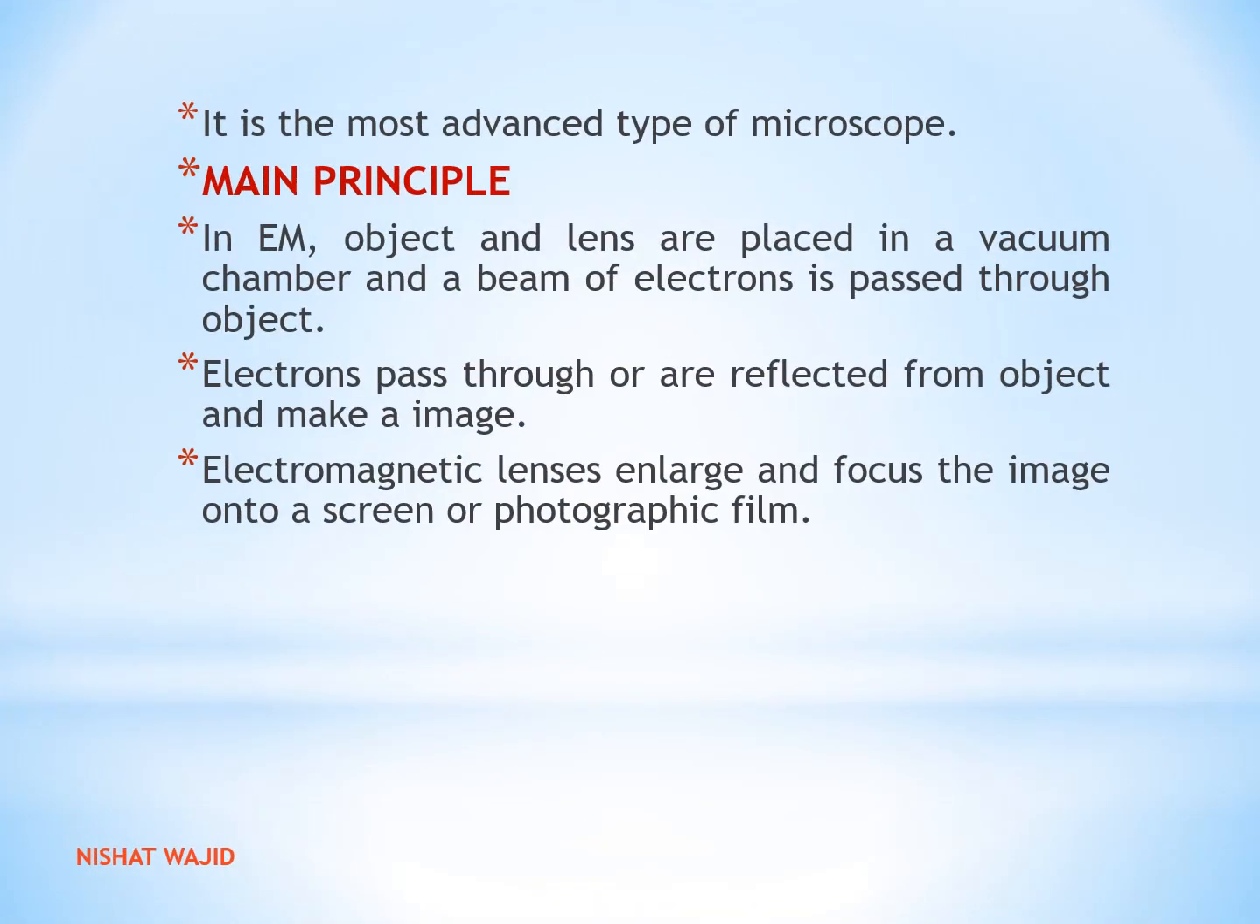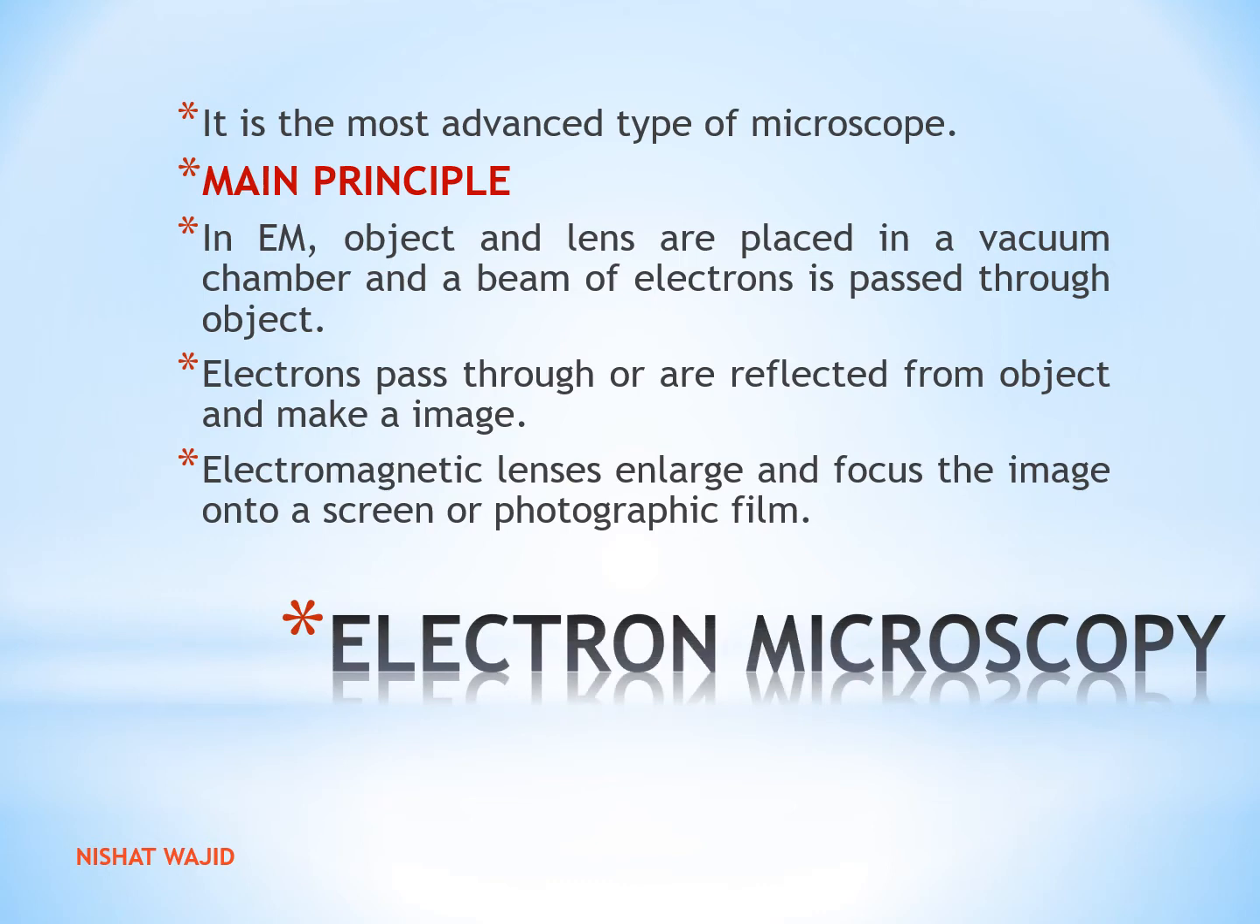Second type of microscope is electron microscopy. It is the most advanced type of microscope. Its main principle of working is as follows. Object and lens are placed in a vacuum chamber and a beam of electrons is passed through object. Electrons pass through or are reflected from object and make an image. Electromagnetic lenses enlarge and focus the image onto a screen or photographic film.